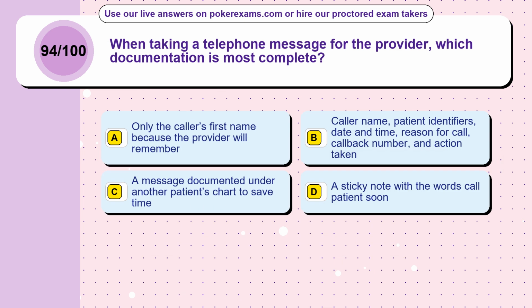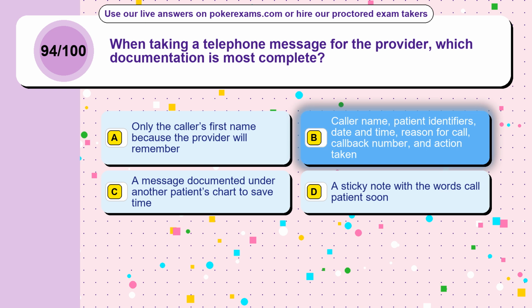Question 94. When taking a telephone message for the provider, which documentation is most complete? Option A. Only the caller's first name because the provider will remember. Option B. Caller name, patient identifiers, date and time, reason for call, callback number, and action taken. Option C. A message documented under another patient's chart to save time. Option D. A sticky note with the words "Call patient soon."